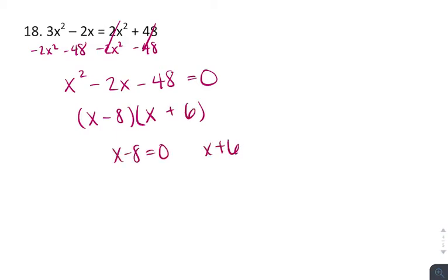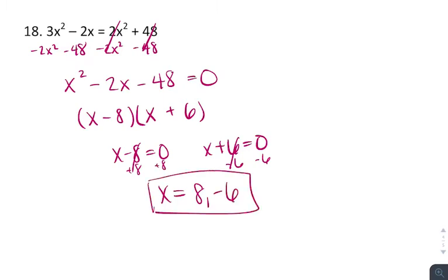Then our last step is to set them both equal to 0. So we're going to add 8 and subtract 6 from both sides. So we're going to get x equals 8 and x equals negative 6.